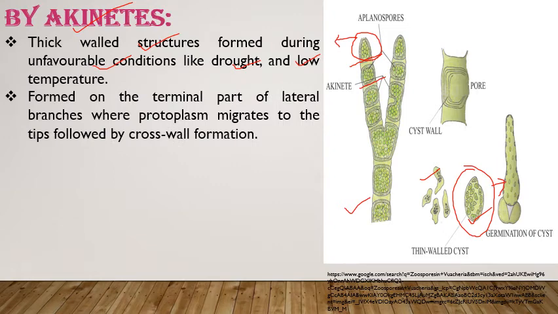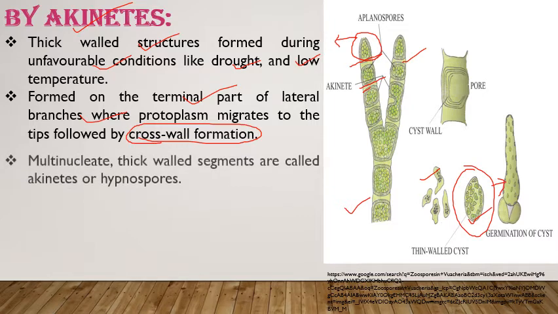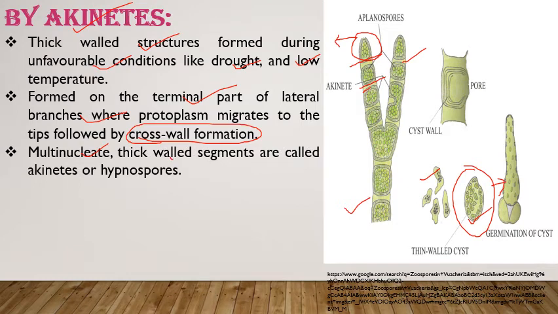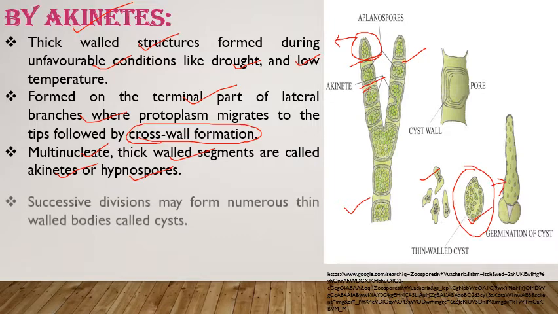Then जो ये structures बनते हैं they are formed on terminal part of lateral branches where protoplasm migrates, and this migration is followed by cross wall formation. तो उसमें साथ साथ में septa बनते हैं that results in formation of these small segments, और इन segments को कहा जाता है akinetes. So these multinucleate thick walled segments are known as akinetes, और hypnospores भी कहा जाता है. So hypnospores are the thick walled resting spores which are produced under unfavorable conditions.